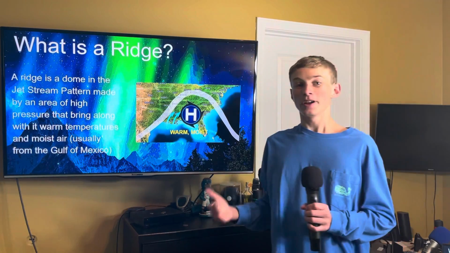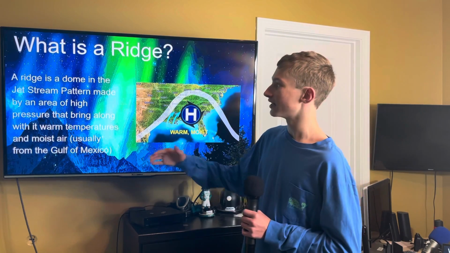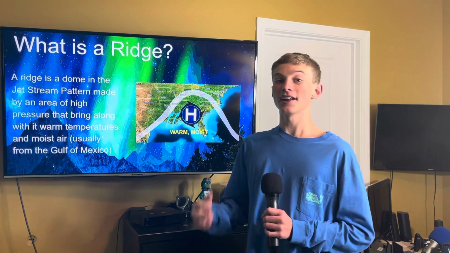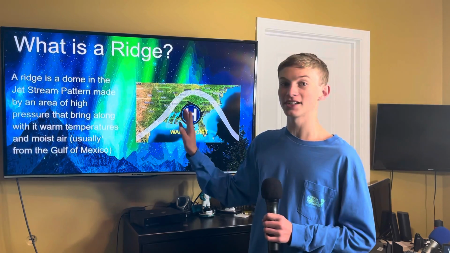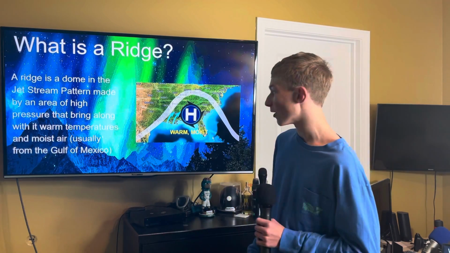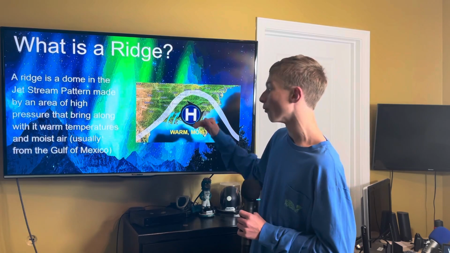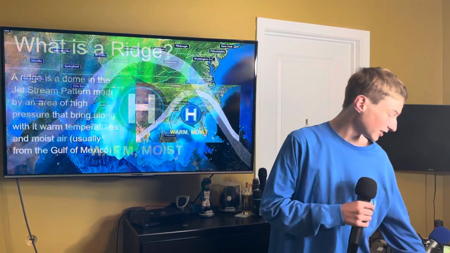Now, we don't just have a cold front, we also have a warm front, and that is basically what a ridge is. It's a dome of high pressure that is making the jet stream pattern go way up instead of going down. It usually brings a lot of warm air along with it, and along with that, it also brings in warm and moist air from the Gulf of Mexico as well.